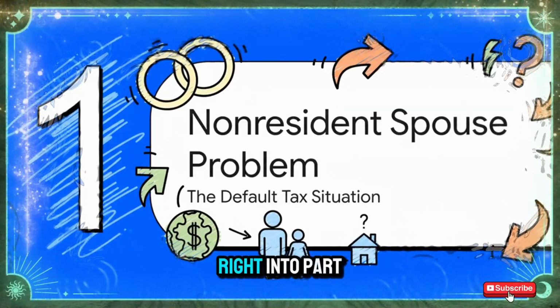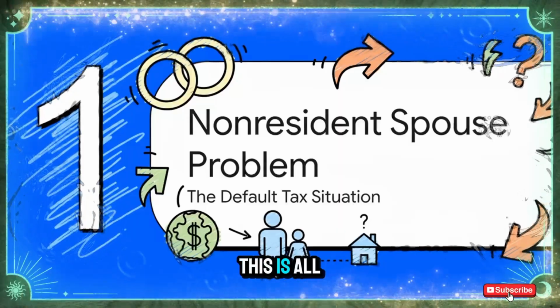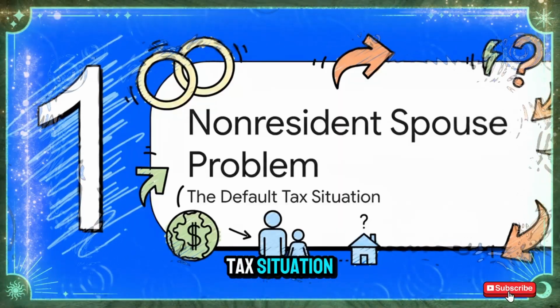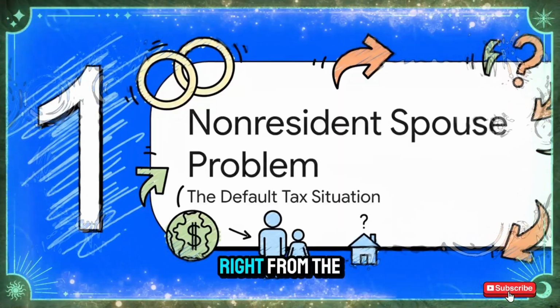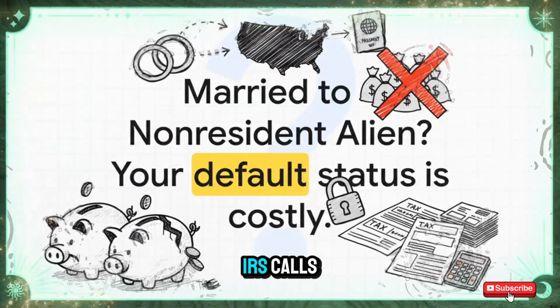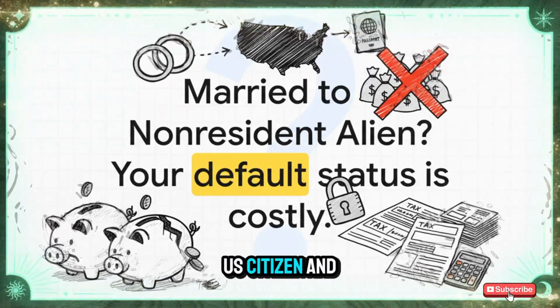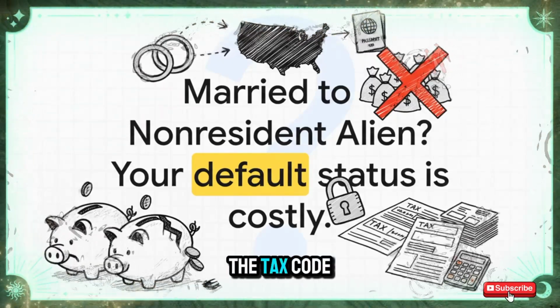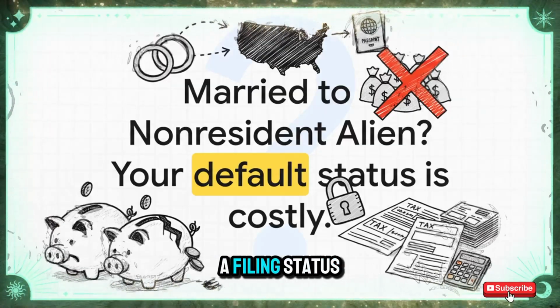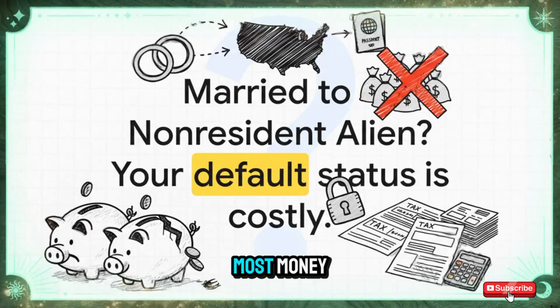Okay, let's jump right into part one, the non-resident spouse problem. This is all about the default tax situation that the IRS puts you in right from the start. Let's get right to it. If your spouse is what the IRS calls a non-resident alien, meaning they aren't a US citizen and don't live in the States, the tax code automatically assigns you a filing status. And trust me, it's almost never the one that saves you the most money.